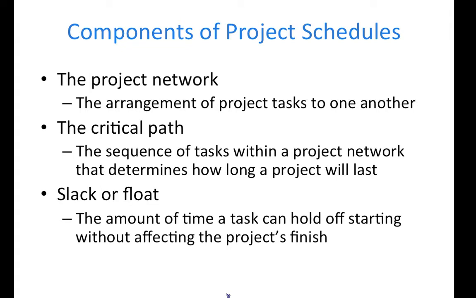The 3 components of project schedules are the project network, the critical path, and slack or float. The project network is the arrangement of project tasks to one another. This kind of network is shown in the Gantt chart near the end of this presentation. The path is critical because any changes to it will affect the end date of the project.